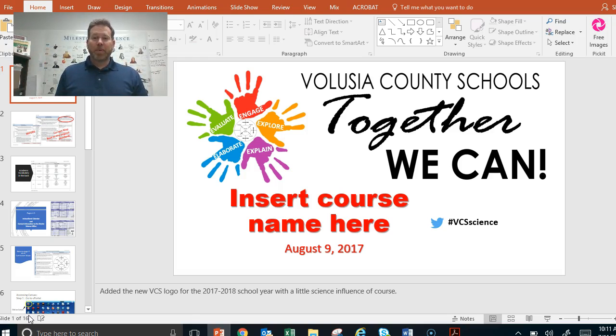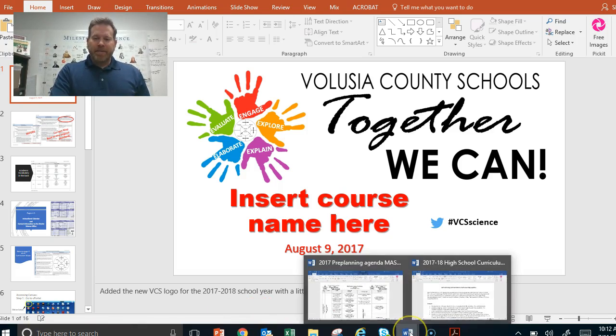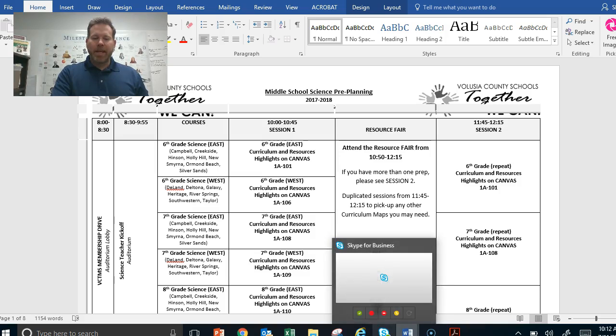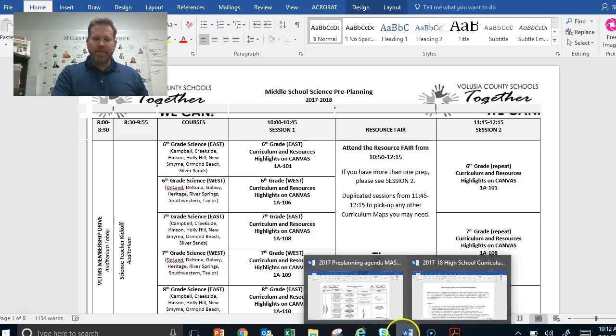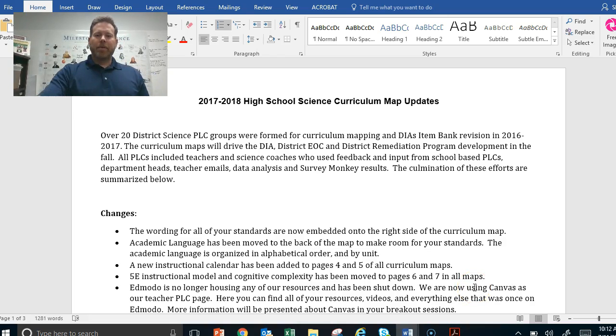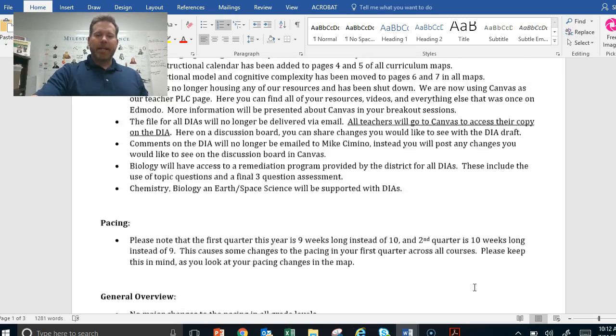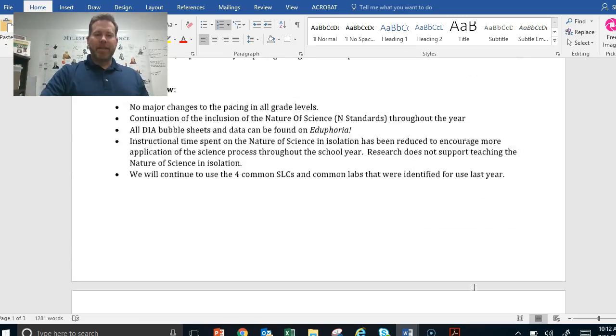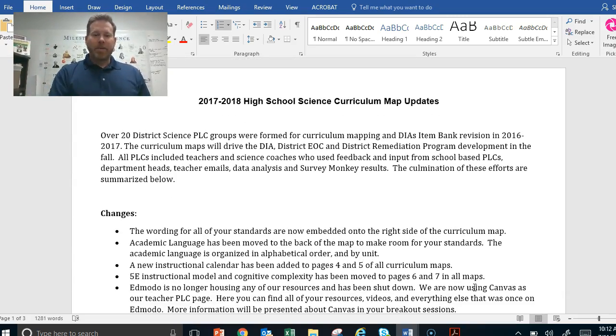So first and foremost, remember pre-planning has become a full day versus just a half day like it has been in the past. And I want to make sure that we have all the attachments. So the things we're looking for, of course, are the agenda. This one happens to be the middle school one, but make sure that you print out the appropriate agenda before we dive into this video. And then also there are the curriculum map updates. Each area has their own. The high school had their own, and it was more than one page, and there are itemized changes in there. So for instance, that is the high school one.